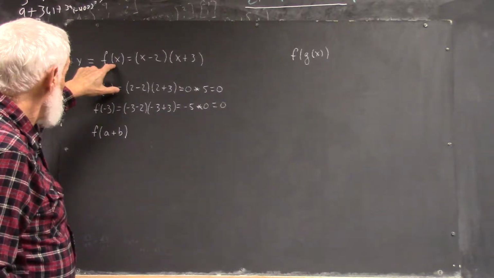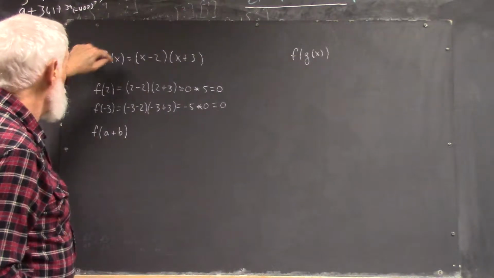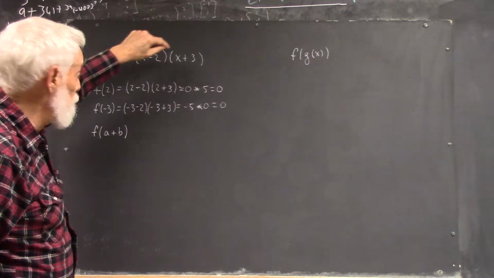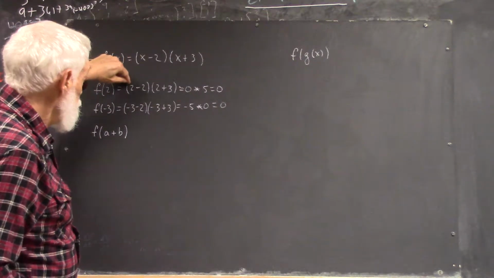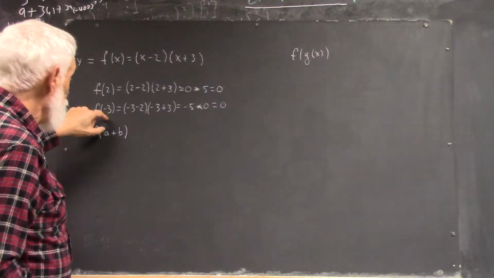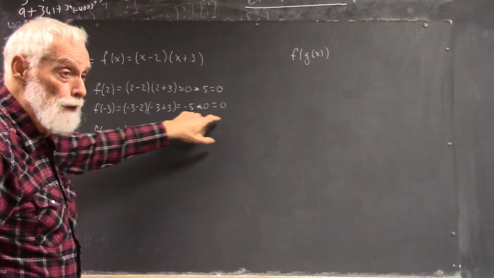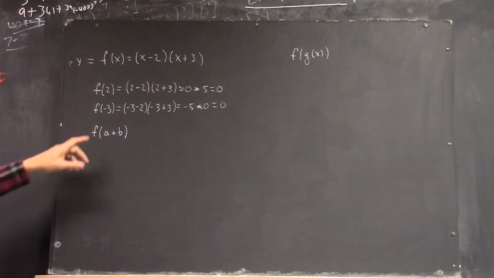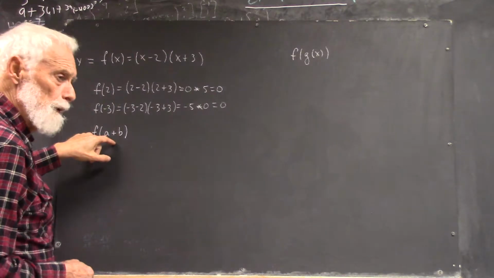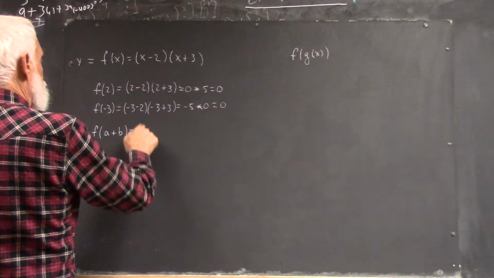Well, f of x equals x minus 2 times x plus 3. If we replace x by 2, we've got to replace this x by 2 and replace this x by 2, and here's what we get. To do f of negative 3, x is now negative 3, so we substitute it, and we get these expressions. So now what we have is f of a plus b. Well, x has been replaced by a plus b. So every x in this expression has to be replaced by a plus b.